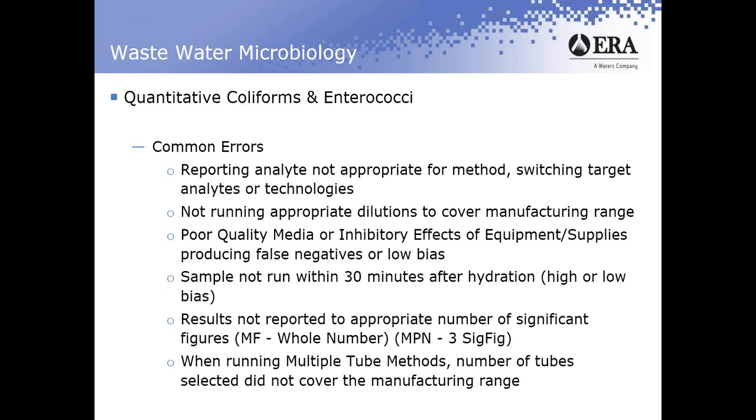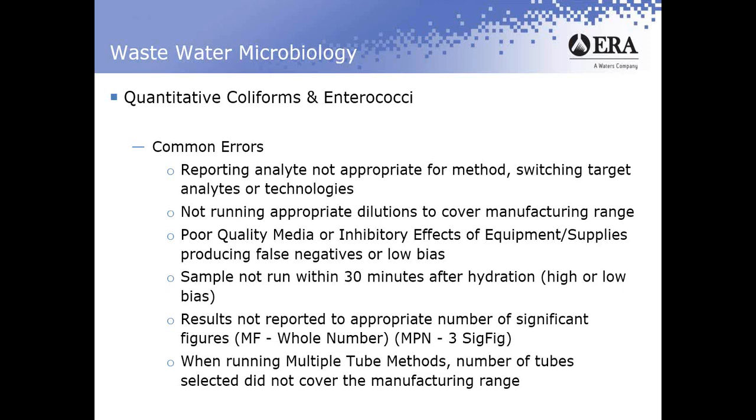Reporting analytes not for the appropriate method, switching target analytes or the technologies. Not running the appropriate dilutions to cover the manufacturing range. Poor quality media or inhibitory effects of the equipment or supplies, producing false negatives or low bias. Samples not run within 30 minutes after it's rehydrated, causing a high or low bias. And results not reported to the appropriate number of significant figures. Membrane filtration is whole number, and the MPN is 3 sig figs.